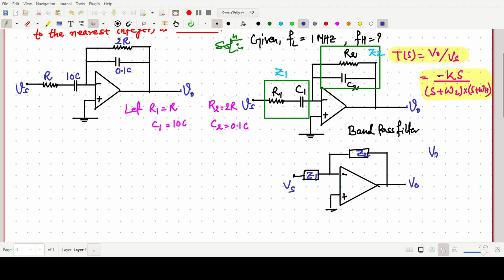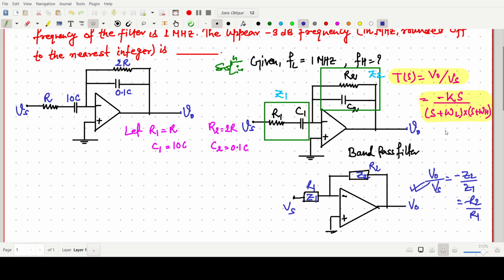As we know, V naught by Vs equals minus Z2 by Z1. For example, if this is R2 or R1, it should be minus R2 by R1, a minus RF by R1. This is the concept; you know this is an inverting amplifier. So now we can automatically write the transfer function.